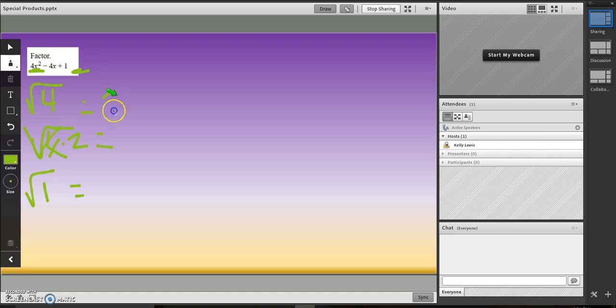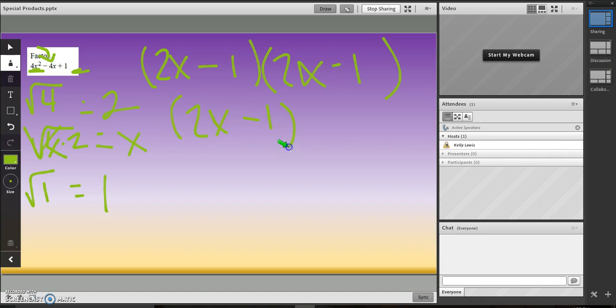Okay, so square root of 4 is 2. Square root of x squared is x. Square root of 1 is 1. All right, so 2x, and then we have the 1. All right, look at our middle guy. We need a negative. These are negative. So we have 2x minus 1. It's the exact same, so we write squared. If you want to check it, go ahead and multiply it out.